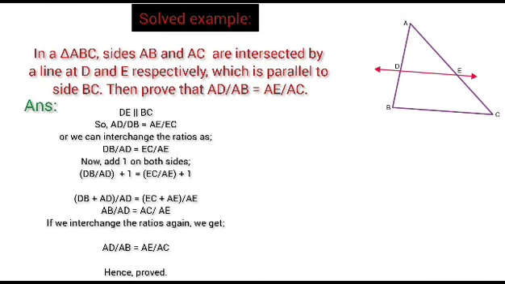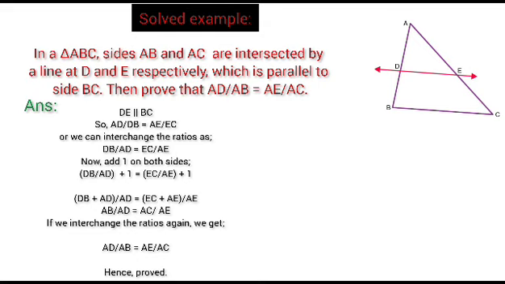In triangle ABC, sides AB and AC are intersected by a line at D and E respectively, which is parallel to the side BC. Then prove that AD by AB is equal to AE by AC. Here it is given that DE is parallel to BC. By observing the triangle, AD by DB is equal to AE by EC, or we can interchange the ratios as DB by AD is equal to EC by AE.